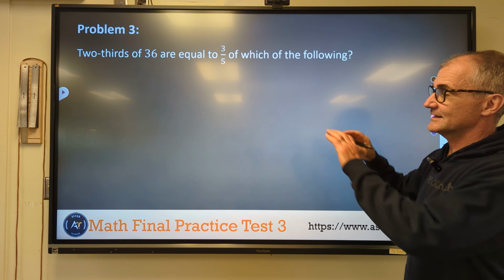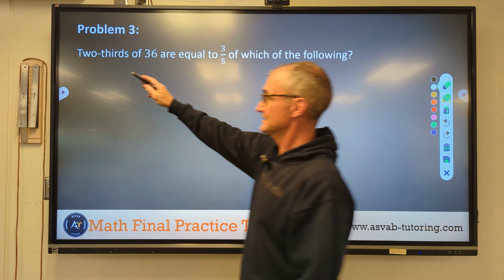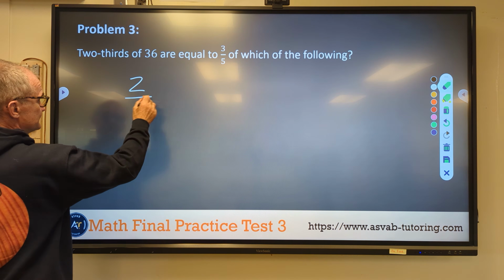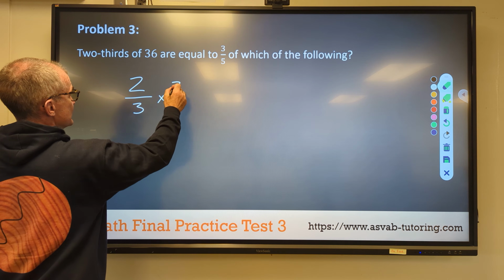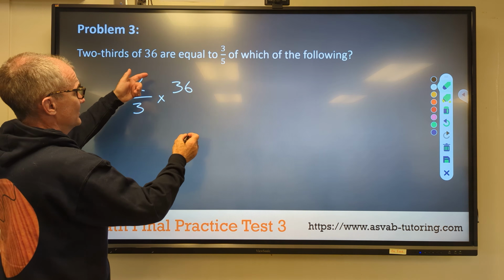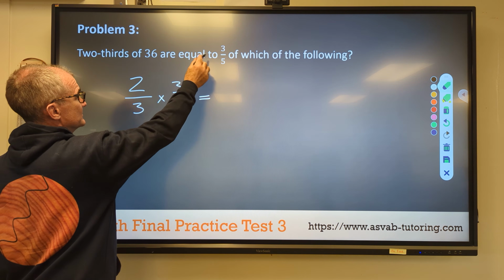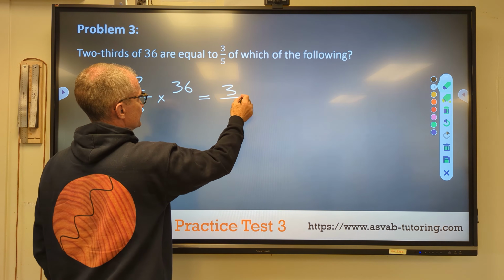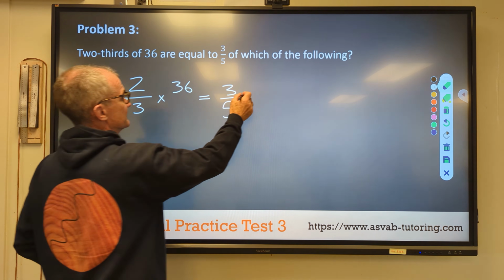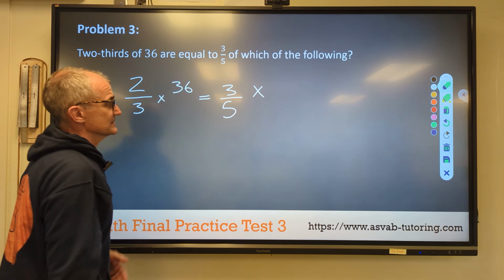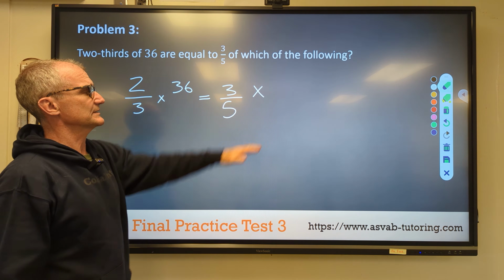Problem number 3. Again, the key here is to translate the sentence into a math equation. 2/3 of always means multiply. 36 are, or is, an equal sign, is equal to 3/5 of, again, multiply, which of the following, which means x. So 2/3 of 36 equals 3/5 of what number?